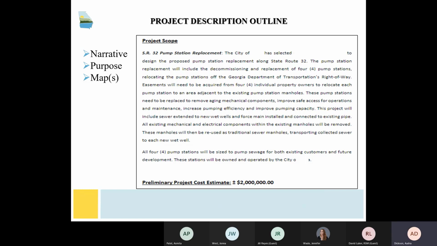So on the slide is an example of an applicant's project narrative description and purpose for the CE. The project description can be brief, but it should provide enough detail to understand the full scope and impacts of the project. The more thorough the project description, the faster EPD can review it and get your feedback.